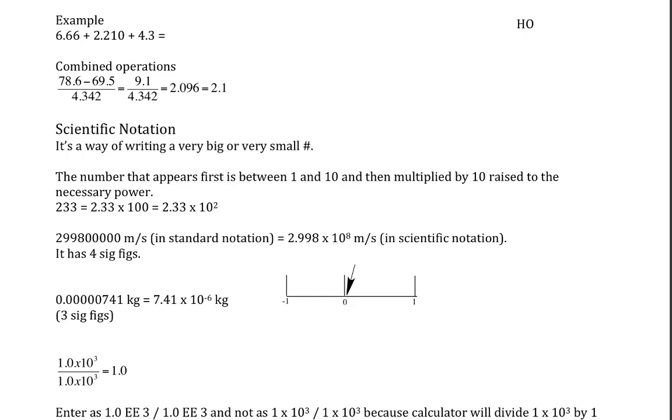Okay, so now we have 9.1 that we're dividing by 4.342. So we have 2 sig figs dividing by 4 sig figs. Our answer can only have 2 sig figs in it. So although when we do that division, we might see 2.096 in our calculator, we have to round that to 2.1.